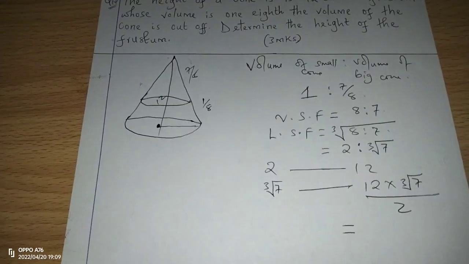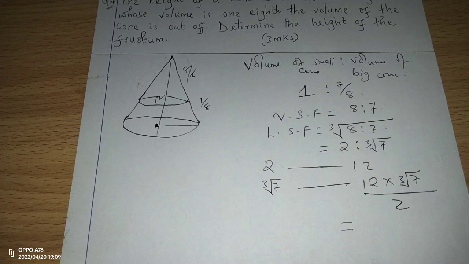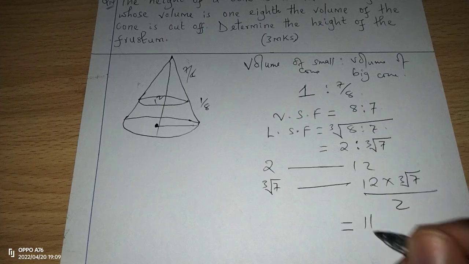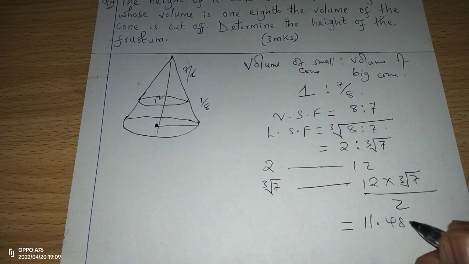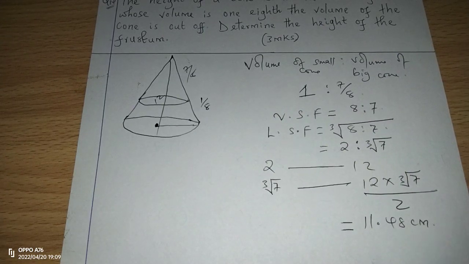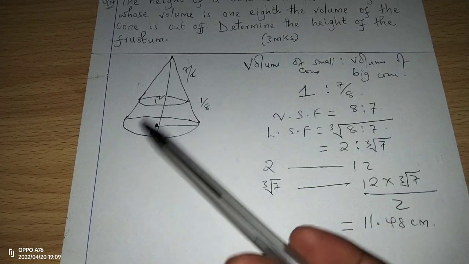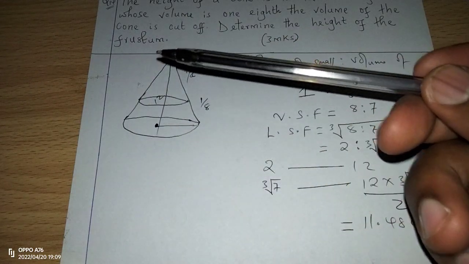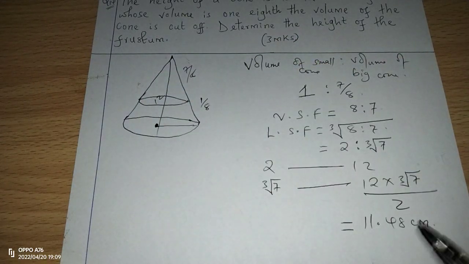So we can compute this one using a calculator. 12 times the cube root of 7, then we divide by 2. This gives us 11.48 centimeters. That means the smaller cone which remained after cutting off a frustum is having a height of 11.48. Remember, the total height is 12.